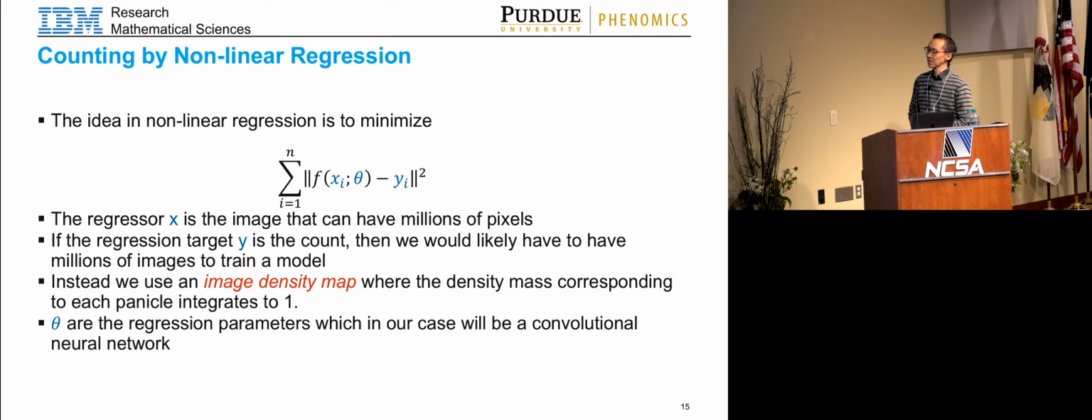So we make use of a notion called image density map, where in every part of the image, there's a continuous value that is kind of a proxy to how much it contributes to the count. If you integrate over the whole image, it should integrate to the number of panicles in the image. But the information is distributed to every little part of the image. So you can train this model with yi varying over the entire image. So you would have actually a lot of training data.